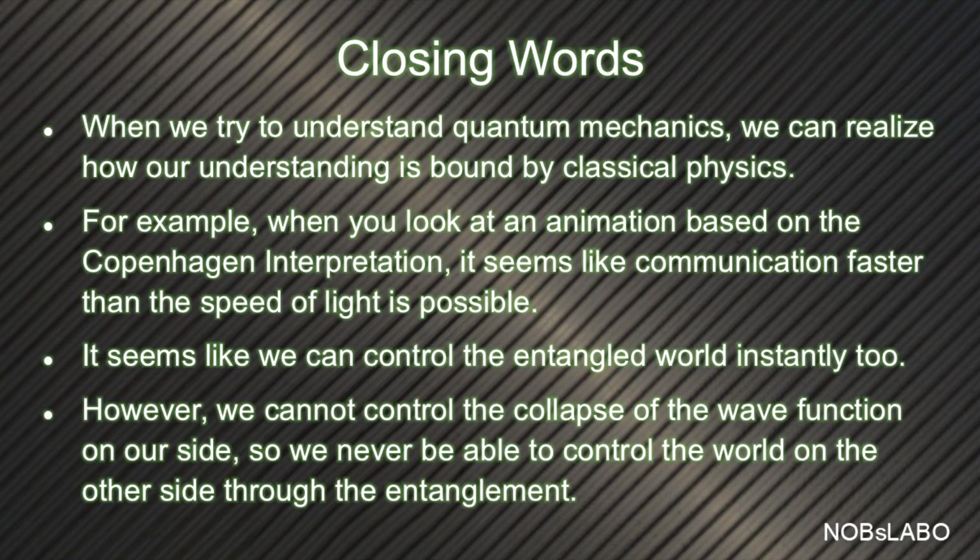That's all I prepared for now. Were you able to clear your mind? When we try to understand quantum mechanics, we can realize how our understanding is bound by classical physics. For example, when you look at an animation based on the Copenhagen interpretation, it seems like communication faster than the speed of light is possible. It seems like we can control the entangled world instantly too. However, we cannot control the collapse of the wave function on our side, so we will never be able to control the world on the other side through the entanglement.